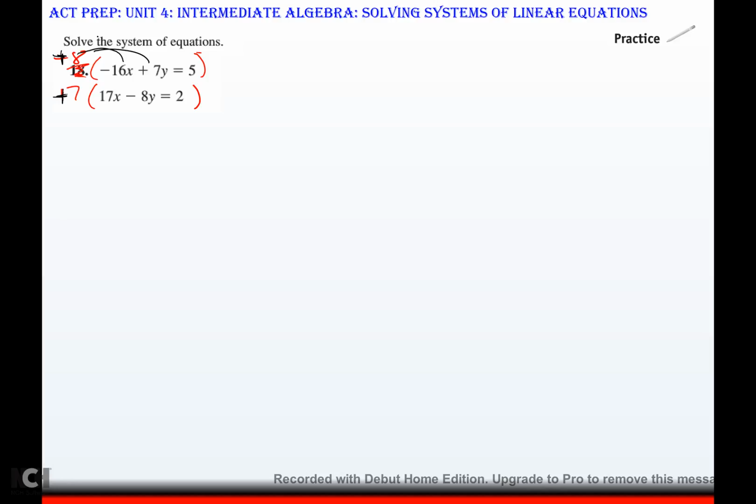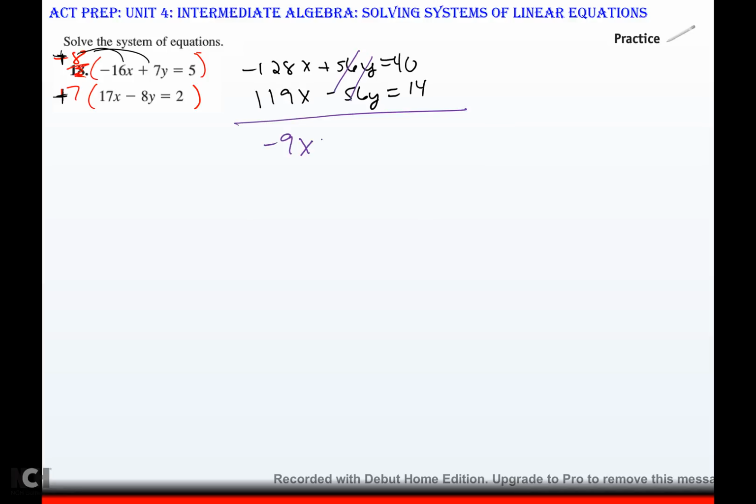Okay, so 8 times -16 is -128x plus 56y equals 40. On bottom, I get 119x minus 56y equals 14. So now when I line them up and add, the y's cancel. And this will give me -9x equals, this is going to be 54. Divide by -9, divide by -9.